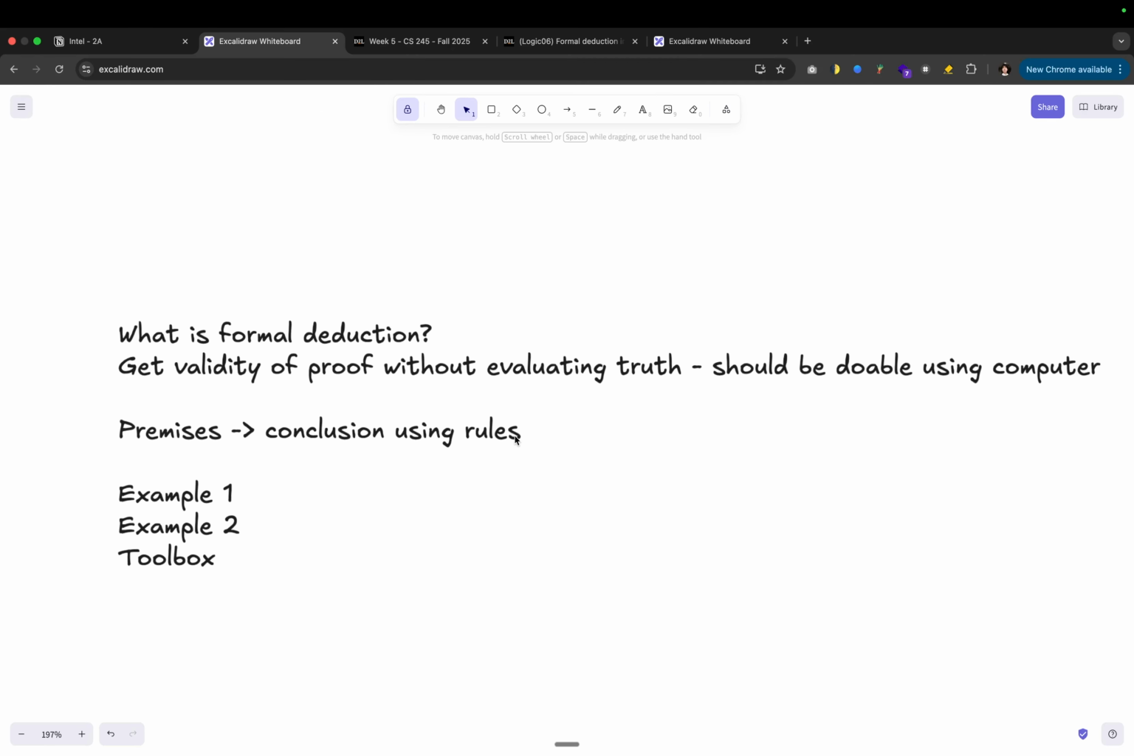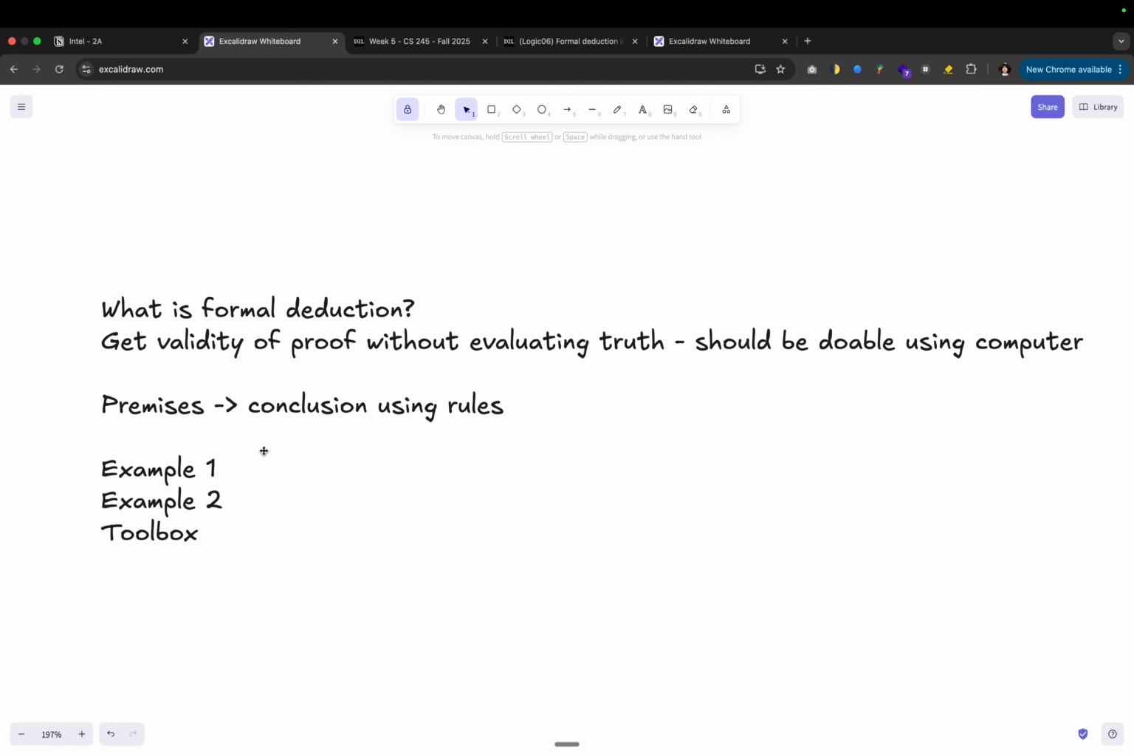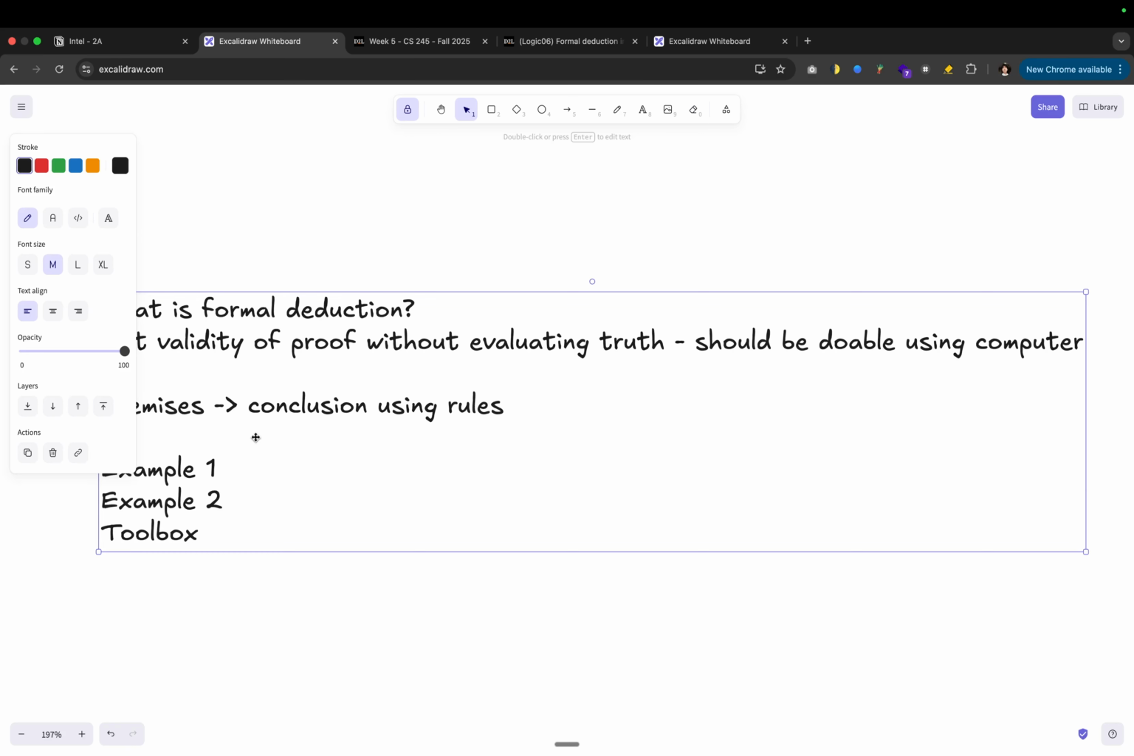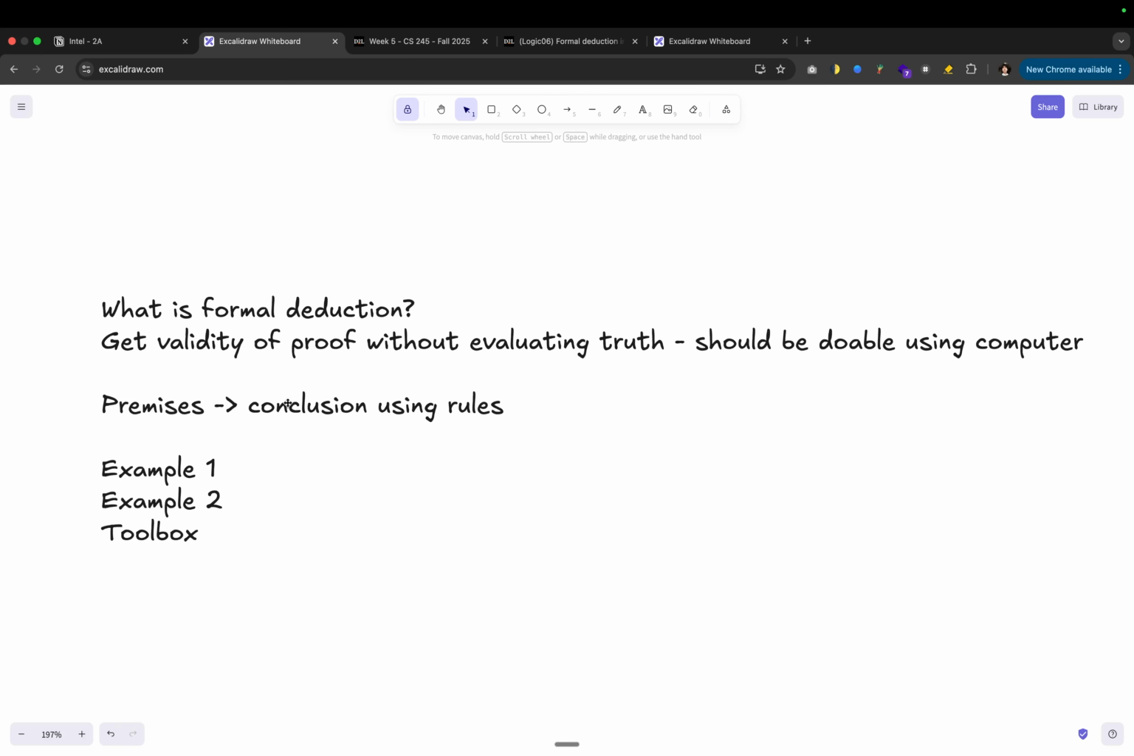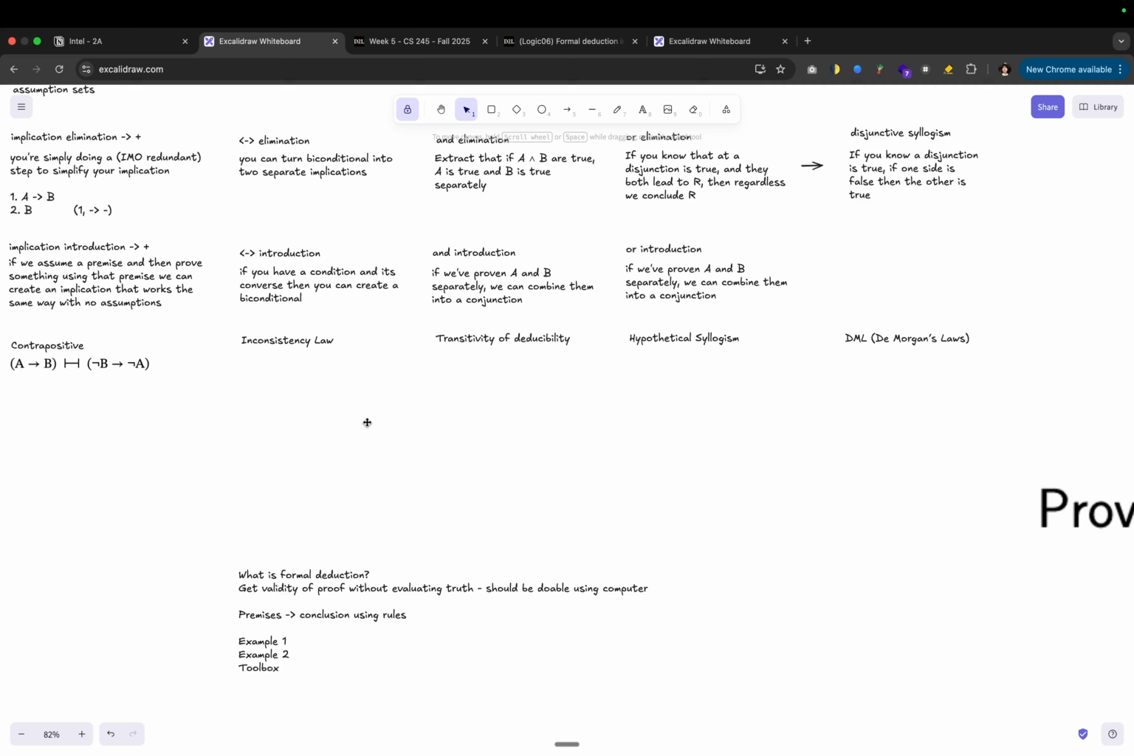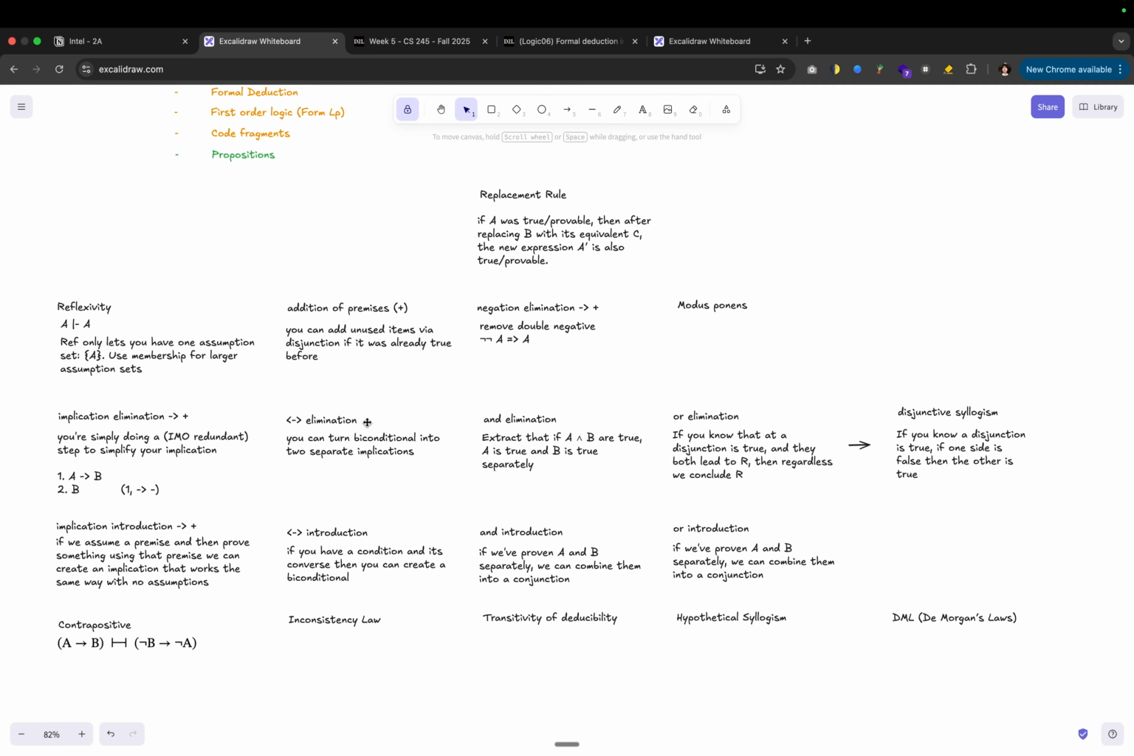Hello, this is going to be a quick recap on formal deduction, which essentially is the way that we can get the validity of a proof without evaluating the truth values. And the idea is that it should be able to be done using a computer. So we do this by taking premises, then we try to get to the conclusion using a set of rules. So we have 11 rules, which I'll just pause here.